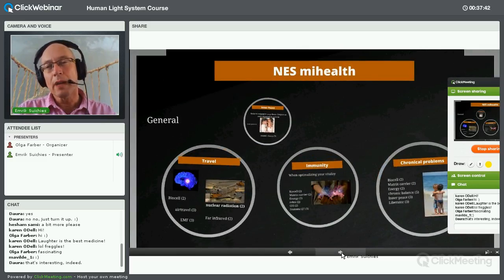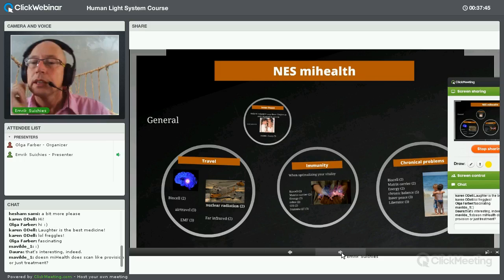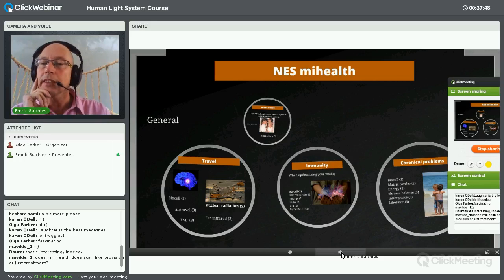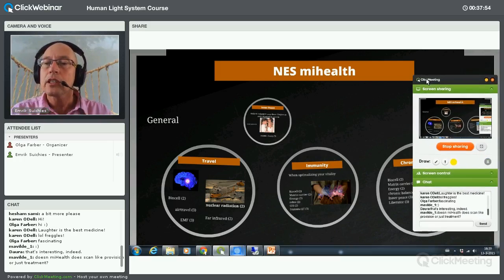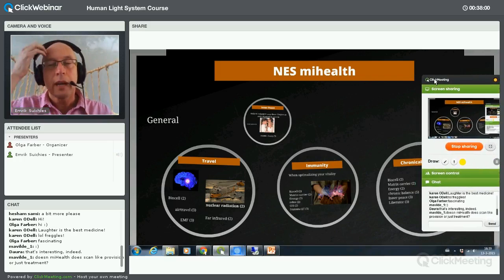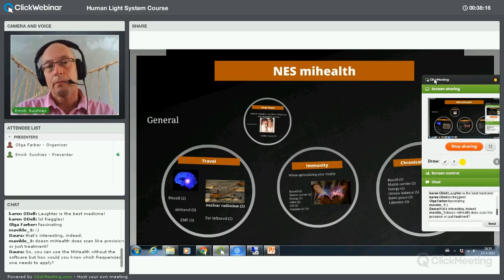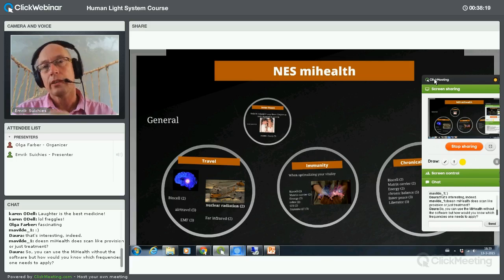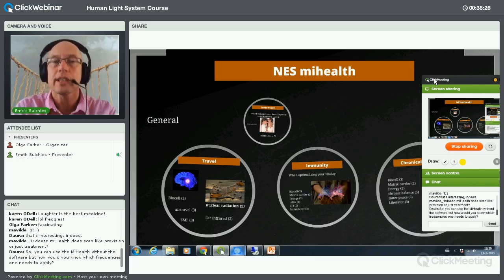Now I will talk a little bit more about what's in it. How does it work? Oh, there's one question from Mavilde. Doesn't the Mihealth just do a scan like provision or just treat? The Mihealth is doing a treatment. It's restoring the energy pattern, but you can also scan with it. Of course, you can scan with it, but you have to have the software on your computer, and it's the software on your computer which gives you the information. And I will talk in the second part about it.